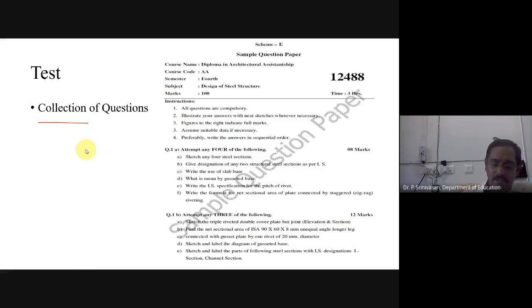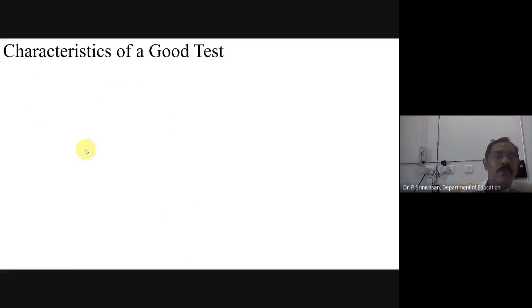It's very simple. Now we are going for today's topic. It is characteristics of a good test. Okay. See, not all tests are good. Every test may not be good. And why are we saying some tests are good and some tests are not?